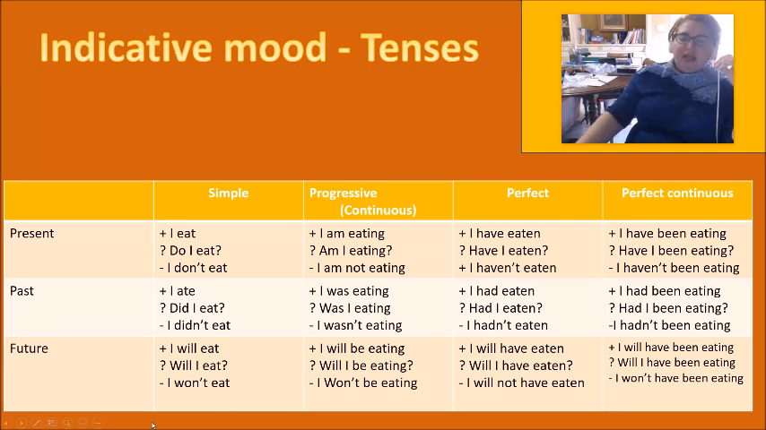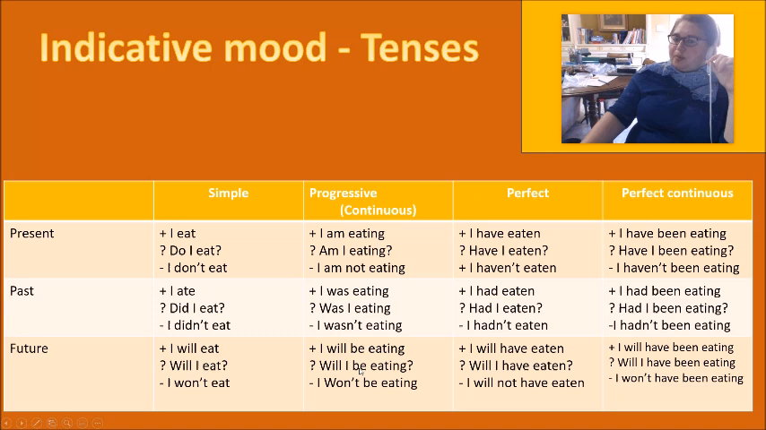In fact, in the affirmative form here I have I will eat. The interrogative as will is a modal auxiliary. Modals go in the first position. Will I eat? And in the negative, I will not eat, which is contracted in won't, right?